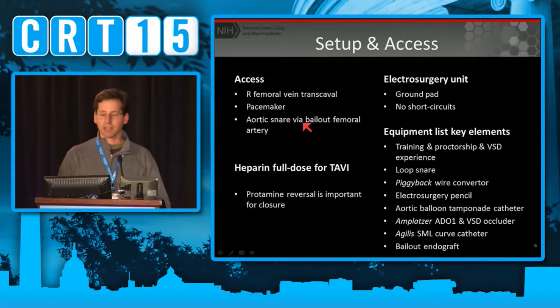Okay, now step by step is what I promised Dr. Bernardo. For access, you get your traditional arterial pacemaker access. It's important to have a snare in the aorta. We like to go from the femoral artery that might be used for bailout. And we've all done these from the right femoral vein every time. We use full-dose heparin before we cross, and we choose heparin so that we can reverse it before closure.